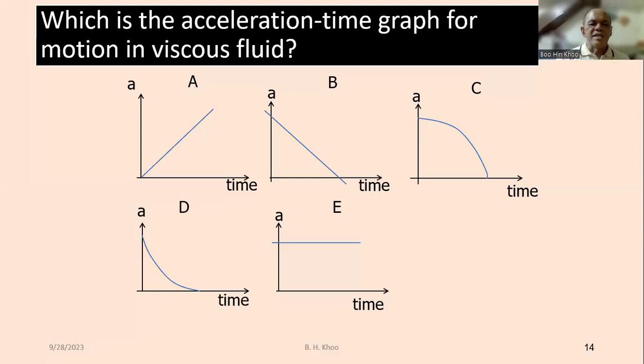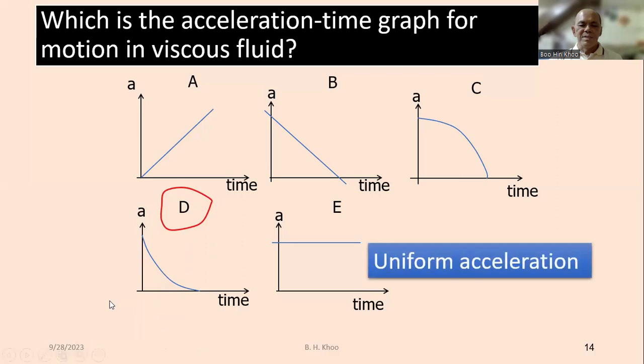Okay, which is the acceleration time graph for motion in the viscous fluid? Okay, you guessed correctly. D. This one is uniform acceleration.